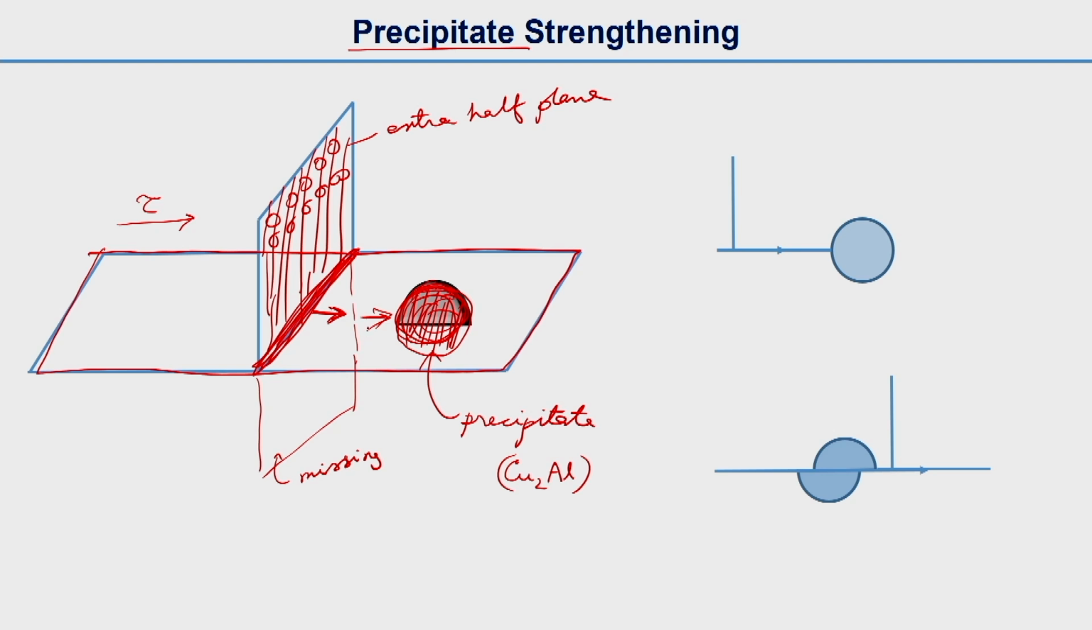So this is the dislocation line. Again, we are showing a two-dimensional view, the side view here. This is the slip plane, and the dislocation is going this way. This is the extra half plane. Actually the dislocation line will be perpendicular to that. This is the precipitate. After some time, this extra half plane will cross and the precipitate will be sheared. This is called shearing of the precipitate.